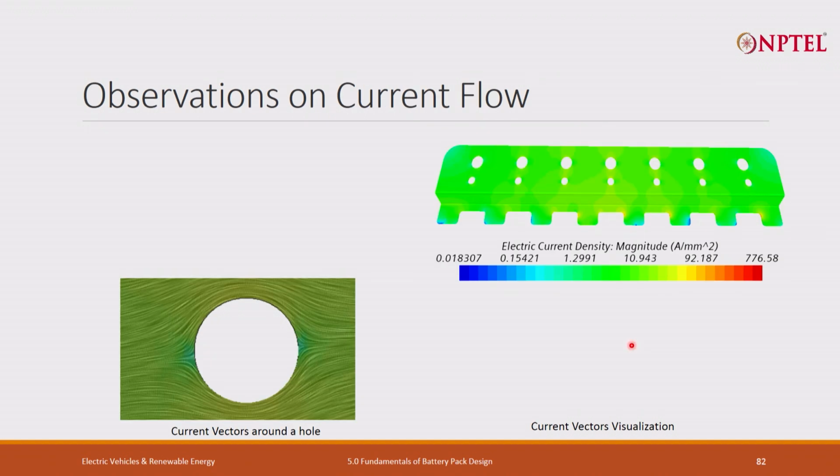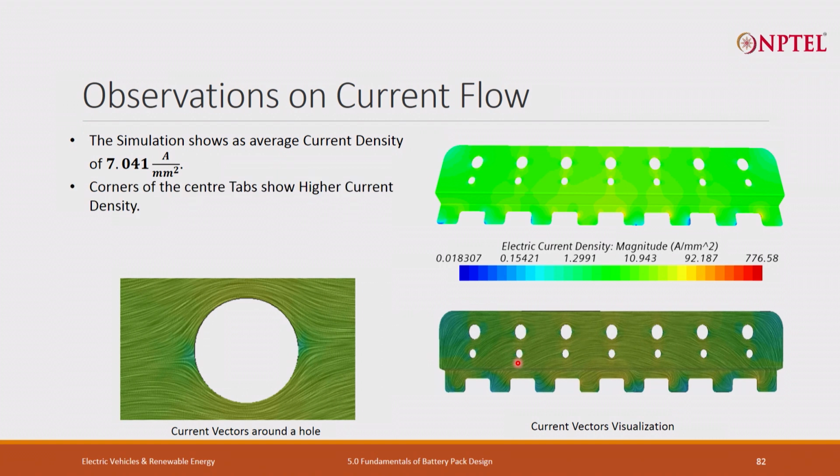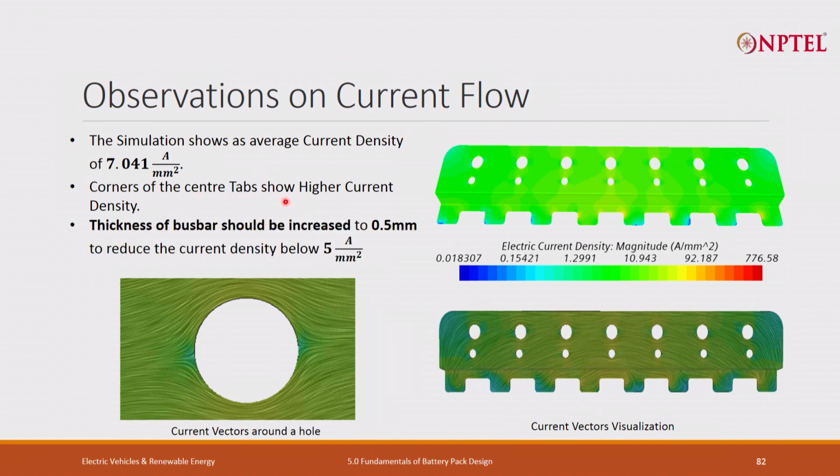So let us observe, this is the current flow across the holes, like these holes that we are showing. Now electrical current density, except a few places, is quite uniform. So what the simulation shows: average current density is 7.041 ampere per mm square. Corner of the center tab shows higher current density. The thickness of the bus bar should be increased to 0.5 mm to reduce the current density below 5 ampere per mm square.